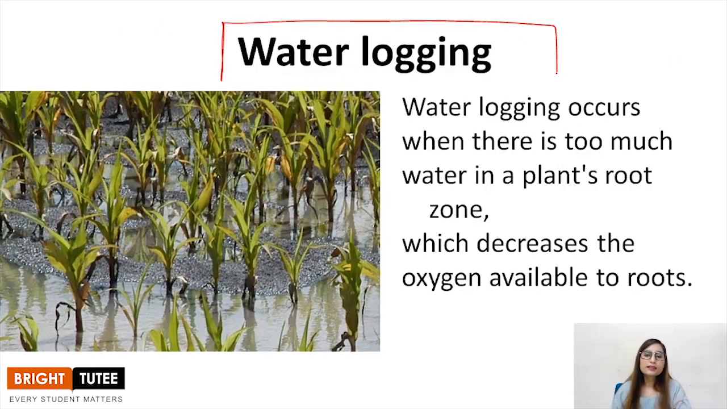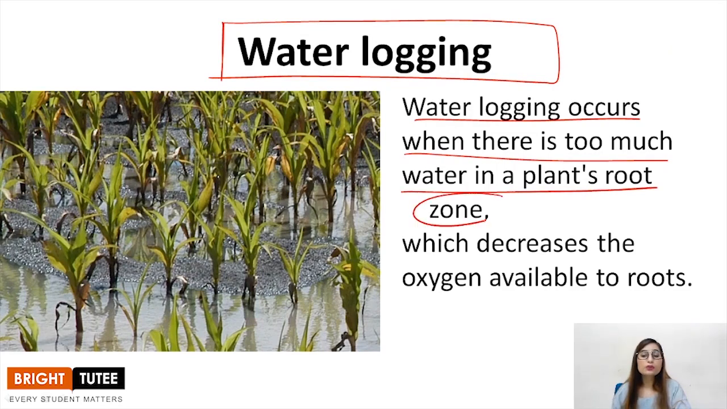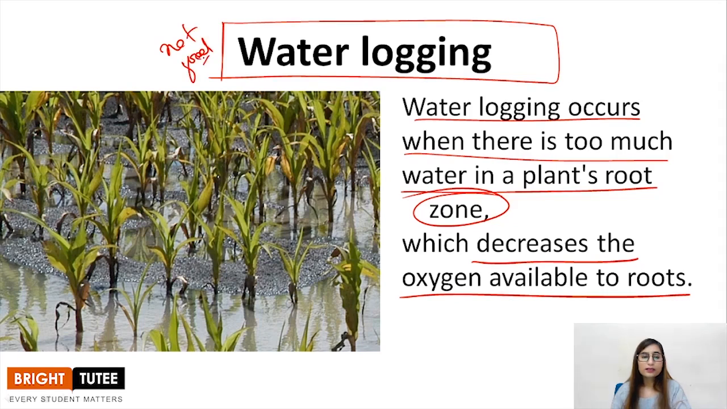Now students, last thing in this topic is water logging. Now what is water logging? Water logging occurs when there is too much water in the plant's root zone. When excess of water is present in the plant's root zone, it decreases the oxygen available to roots. Now this is not good. This must be taken care that excess of water is not put in a plant, because the plant also requires oxygen from the roots which is present in the soil. So if you need the plant to grow properly, water logging must be prevented. It occurs when there is too much water in the plant's root zone, which decreases the oxygen available to roots.